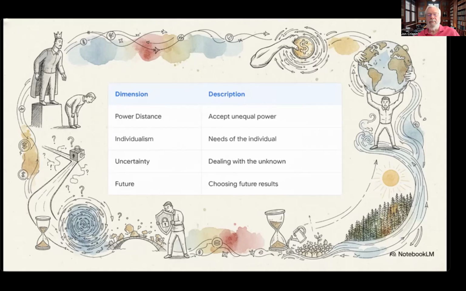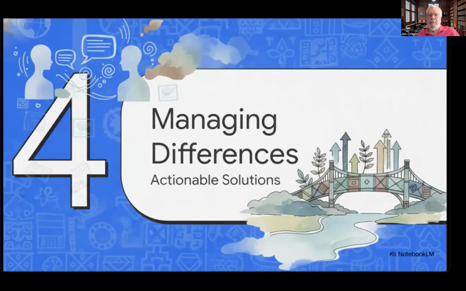Uncertainty avoidance measures how stressed a culture gets about the unknown, and future orientation looks at whether a society values immediate, quick results over long-term planning. You can clearly see how trying to force a one-size-fits-all management style across 66 wildly different countries would just be a total disaster.